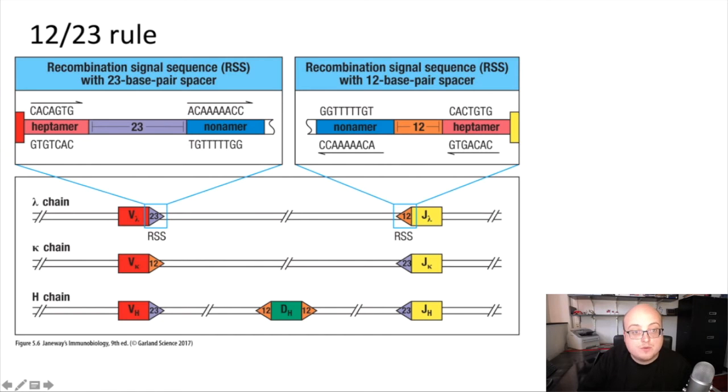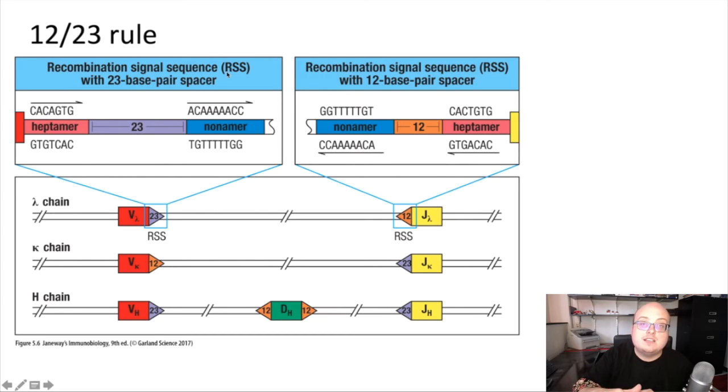This 12-23 rule is a major way that we make sure that we only end up making functional combinations of the gene segments. So this is an important checkpoint, if you will, in the recombination of these different segments. So, okay, the signals themselves tell us where to recombine, but how do we actually recombine the segments? What does that look like?